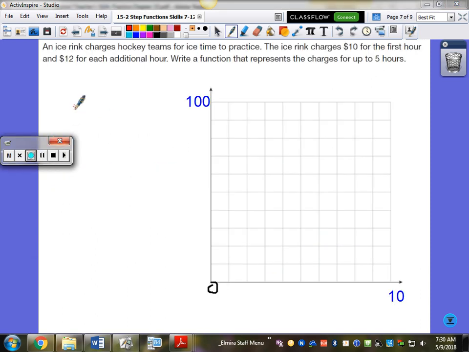Okay guys, last one. Let's number the graph. 1, 2, 3, 4, 5, 6, 7, 8, 9.